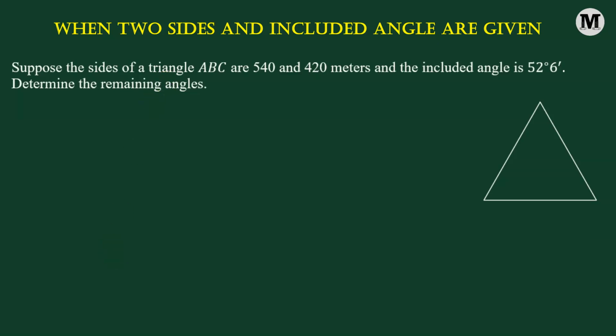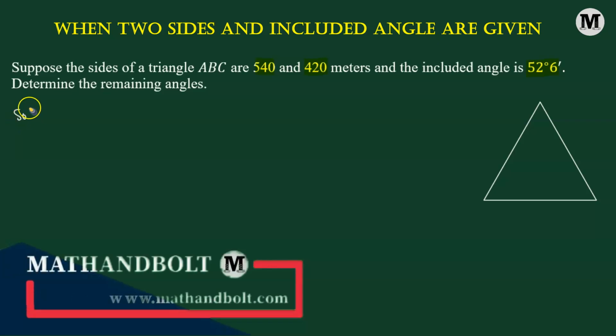Suppose the sides of a triangle ABC are 540 meters and 420 meters, and the included angle is 52 degrees and 6 minutes. Determine the remaining angles. So here what we'll do, we are going to consider a triangle ABC.